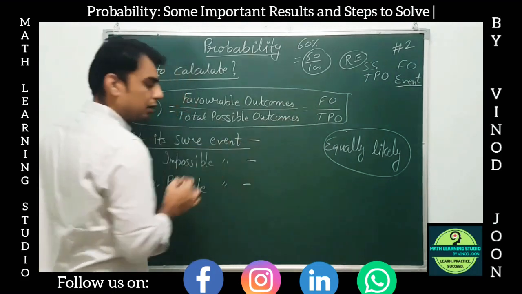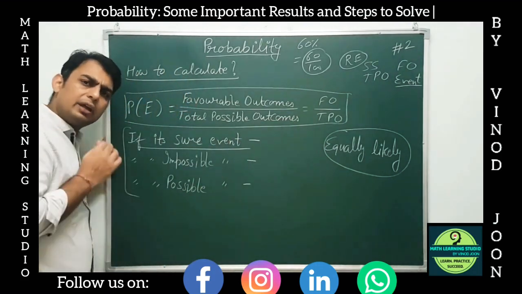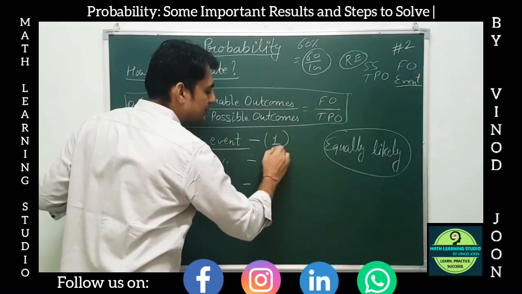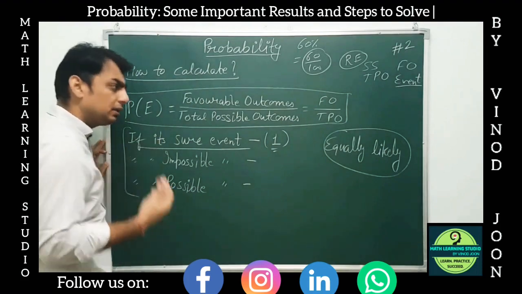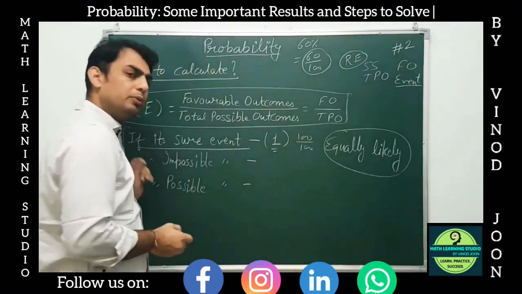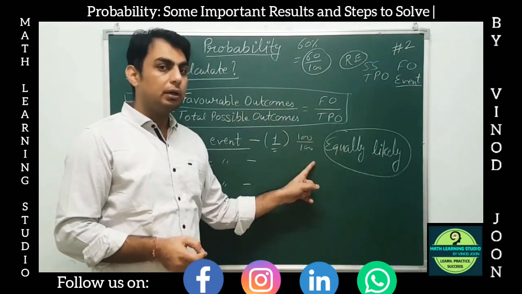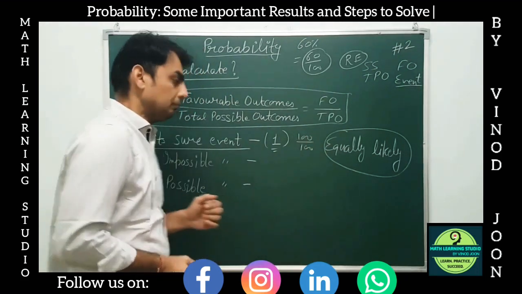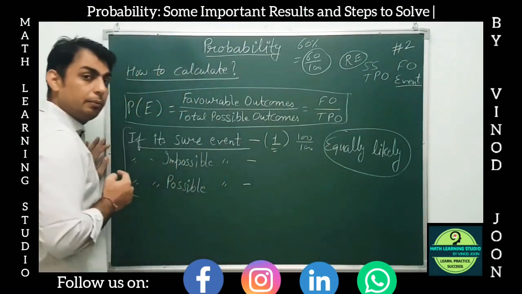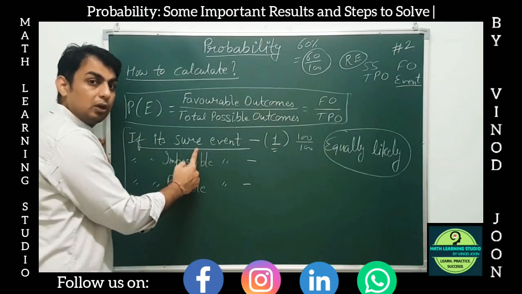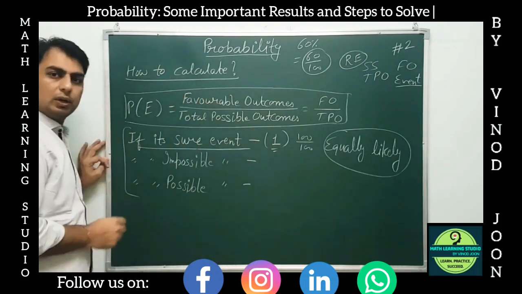So for any sure event, the probability or the chances will always be equal to 1. In another way, we can say 100%, but 100% also means what? 100 out of 100, right? So they cancel each other and we get 1 only. This is the probability for a sure event. The probability of a sure event is always equal to 1.